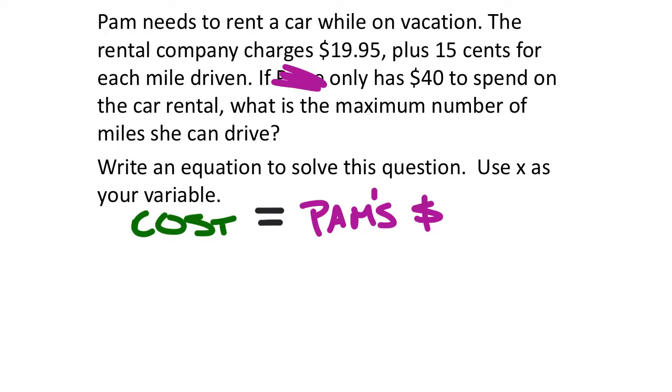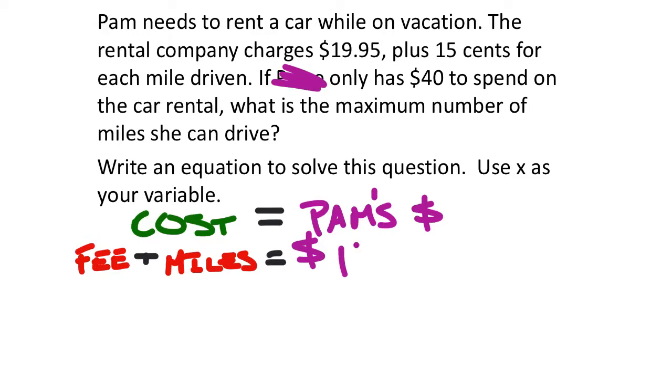Now, the cost is divided up into two parts. You have kind of the base charge, right? We'll just say it's a fee because base charge is a lot of writing. But in addition to the fee, you also have the mileage. So Pam is also charged for the miles. And again, we want to know where this is equal to however much money Pam has. Pam's money. However you want to write it.